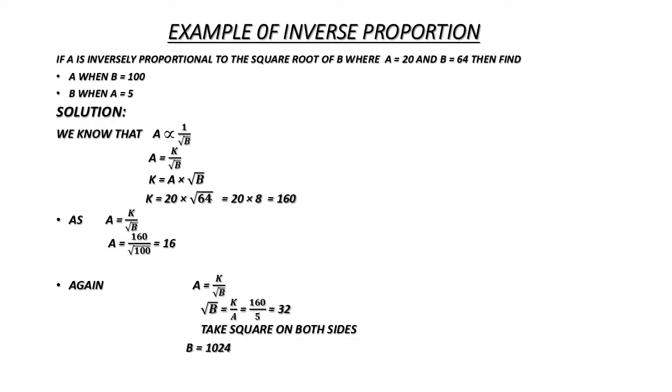32 is the value of square root of b, but we need the value of b, okay? So to remove the square root, we will apply square on both the sides. By taking square on both sides, we get b is equal to the square of 32, that is 1024, okay? So 1024 is the value of b when the value of a is 5. This is the example of inverse proportion.